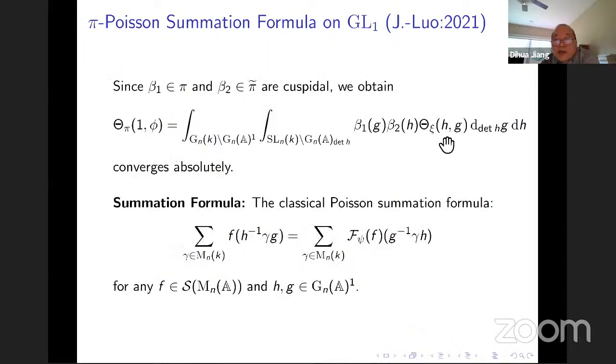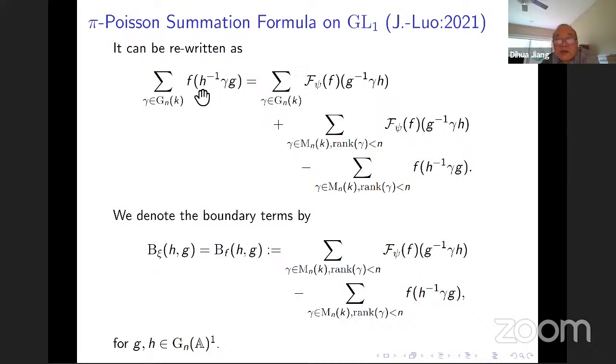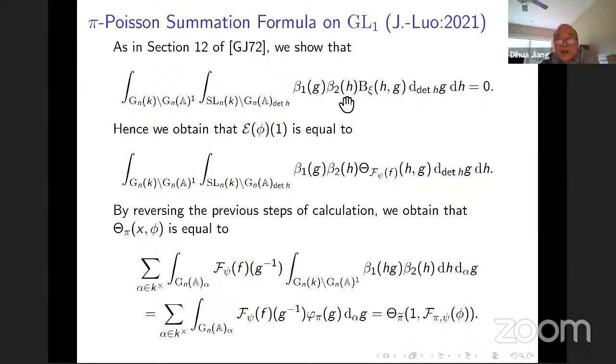And now, this you write like this, and then from Godement-Jacquet, this is now of moderate growth on H in G. And so the classical Poisson summation is here. And so you rewrite it as the main term and the boundary. So you write the boundary like this. And then just like Godement-Jacquet, the boundary term will be zero because of the cuspidality. And so you only get the main term back. And now for the main term, you just write it back and it becomes the other side of the Poisson summation. So that's basically the Poisson summation for pi over the idele group: you go back to the GL situation and then use a similar argument to Godement-Jacquet, so you get this.